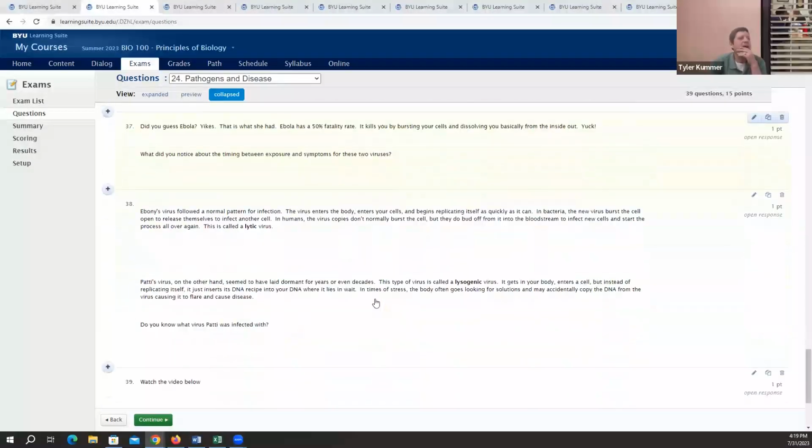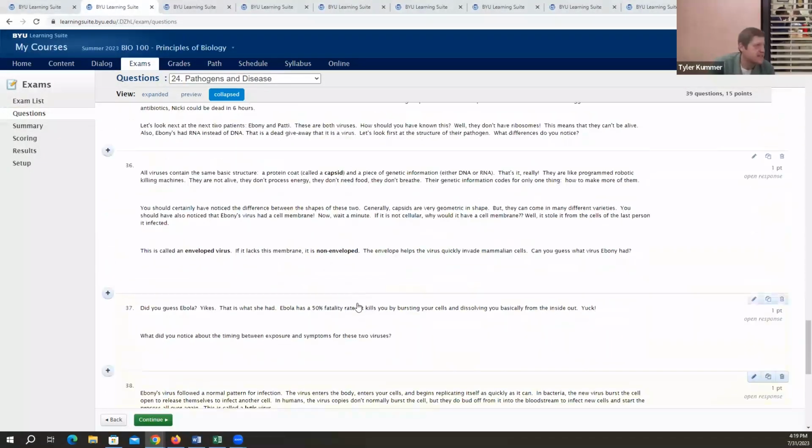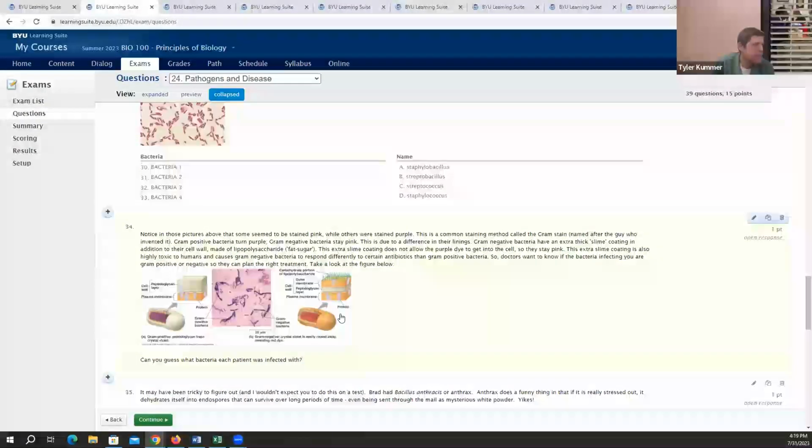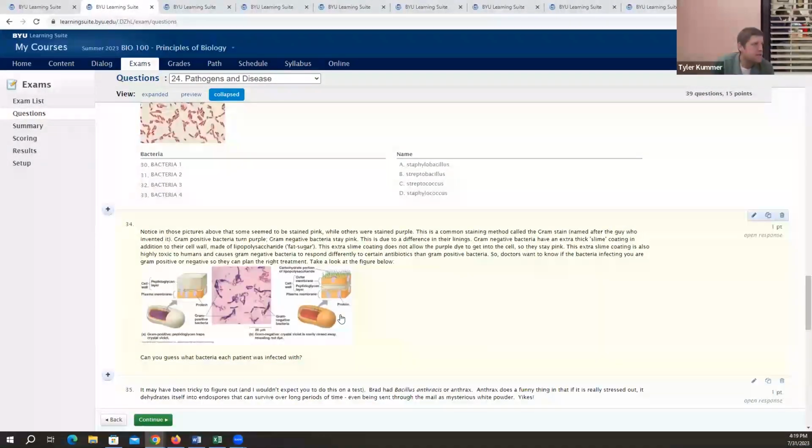Our next lesson was on pathogens and disease. The big thing we want to understand is what bacteria are and how those are different from viruses. So we have just some basic bacteria anatomy here.